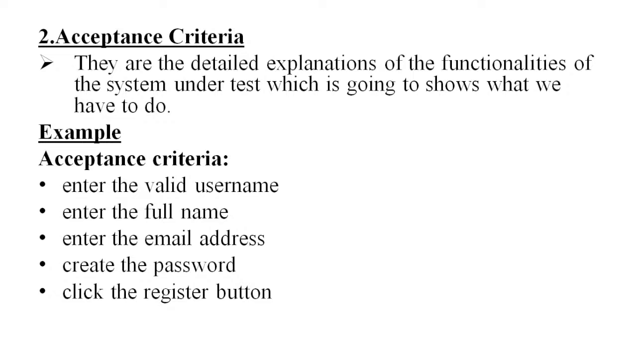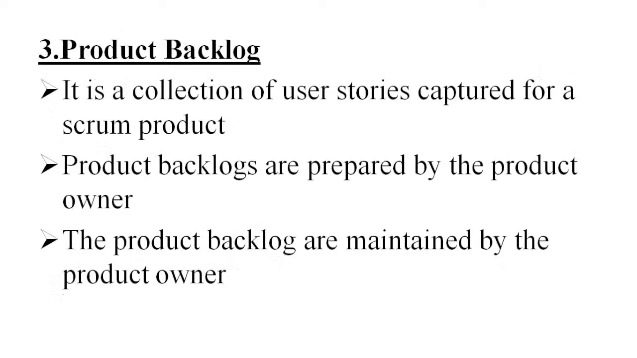The third artifact, the third document that is maintained, is the product backlog. The important one is the product backlog. The product backlog is nothing but the collection of user stories captured for a Scrum product. When we divide the entire application into particular modules, each module comes under the category of a user story. While collecting the entire user stories and placing them in a particular area, it will be named the product backlog.